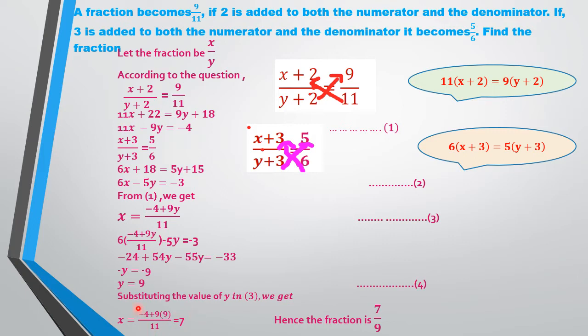Now we got the value of x, and x is the numerator and y is the denominator. Hence the fraction is 7 upon 9.